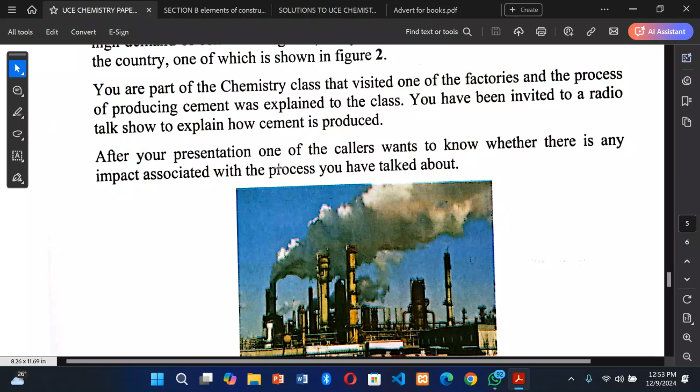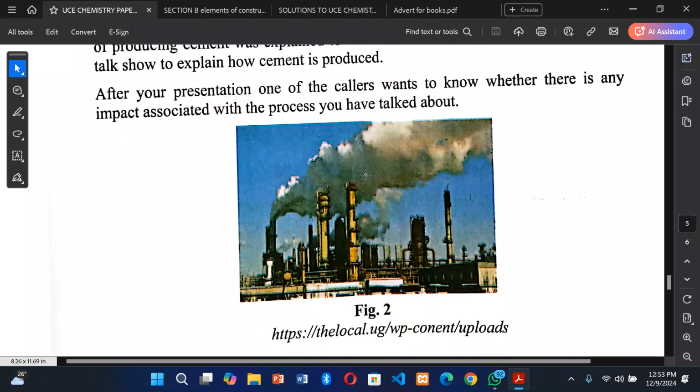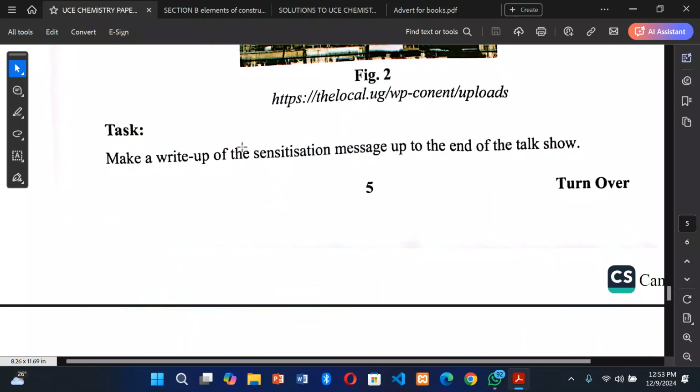After your presentation, one of the callers wants to know whether there is any impact associated with the process you have talked about. Task: make a write-up of the sensitization message up to the end of the talk.